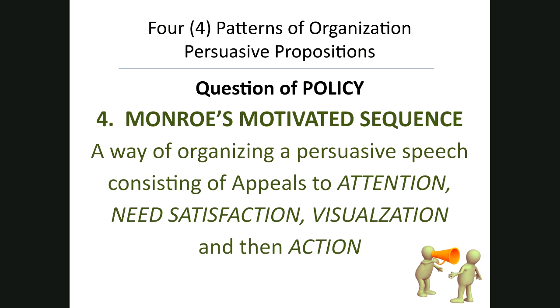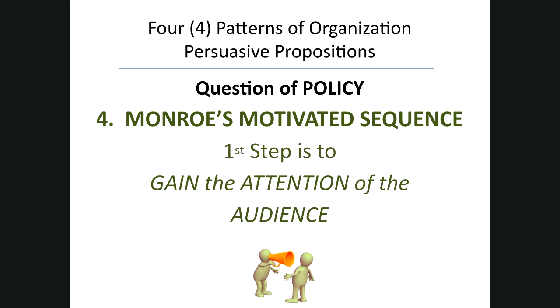All right. And the fourth type of pattern of organization for persuasive propositions on questions of policy is Monroe's motivated sequence. This is a way of organizing a persuasive speech consisting of appeals to attention, need, satisfaction, visualization, and then action. Okay. Now, the first step in Monroe's motivated sequence is to gain the attention of the audience.